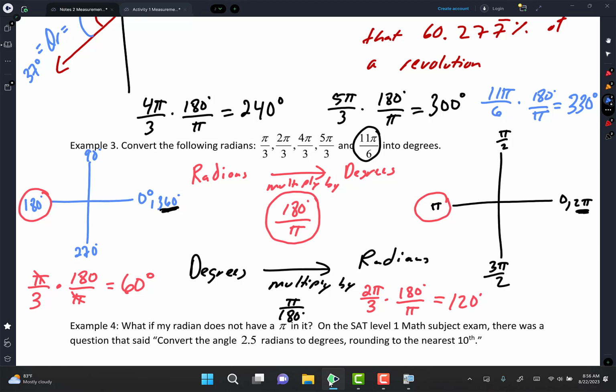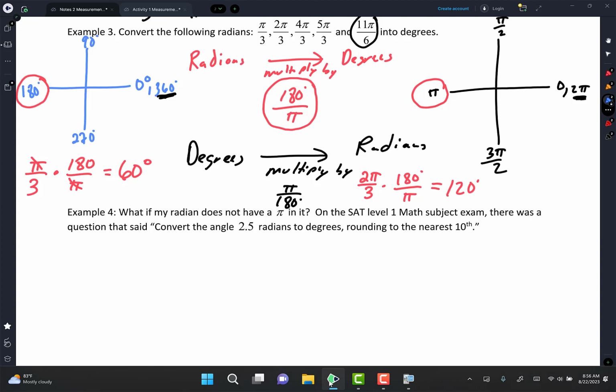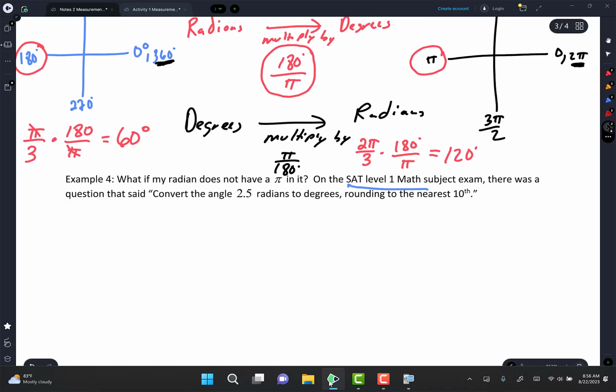Okay. All right. The SAT level 1 math used to be a very popular exam. I don't think it's here anymore, guys. But they used to ask questions like this, so that's why I put it in here. Maybe next year I'll just delete this question. Notice that this says 2.5 radians, but it doesn't have a pi. That's fine. So again, 2.5 radians.